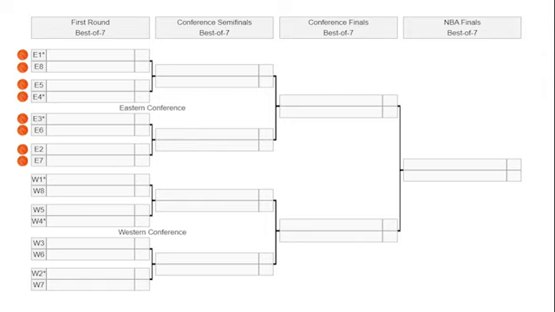Same concept for the Western Conference. First seed plays the 8th. Winner of that plays the winner of the 5th versus the 4th seed. And then the 3rd seed plays the 6th seed. Finally, the winner of that plays the winner of 2nd seed versus 7th seed. That all summarizes the first round. And from there, we continue on with this bracket pattern until we land on our NBA Finals champion.